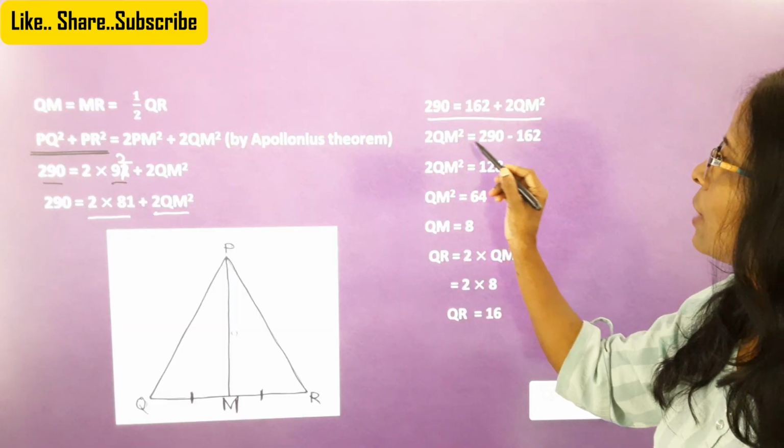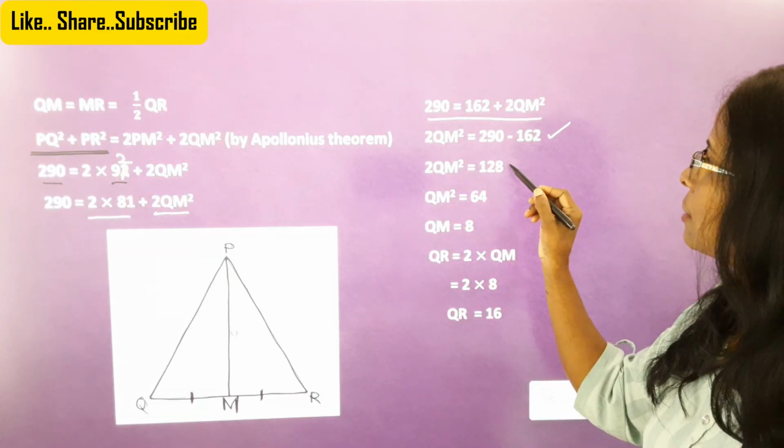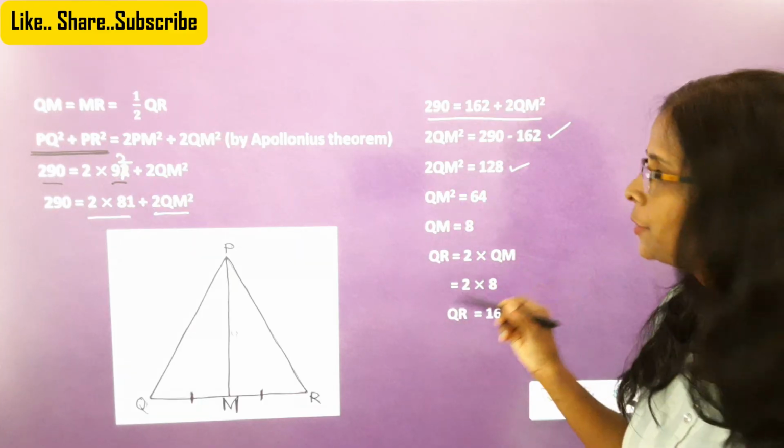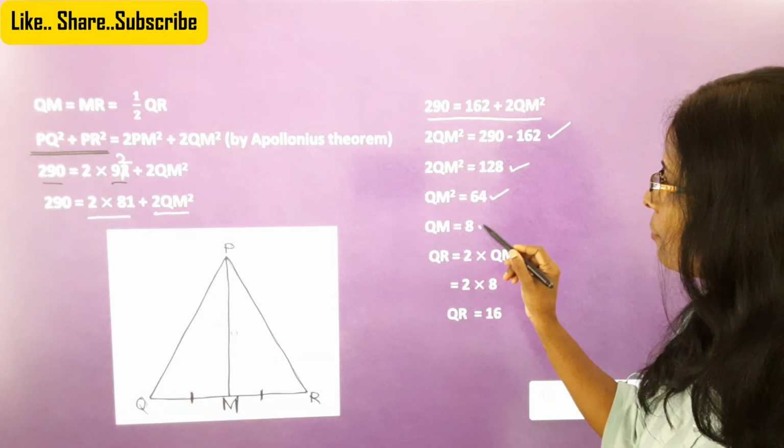So 2QM square is equal to 290 minus 162. 2QM square is equal to 128. So QM square is equal to 64. So QM is equal to 8.